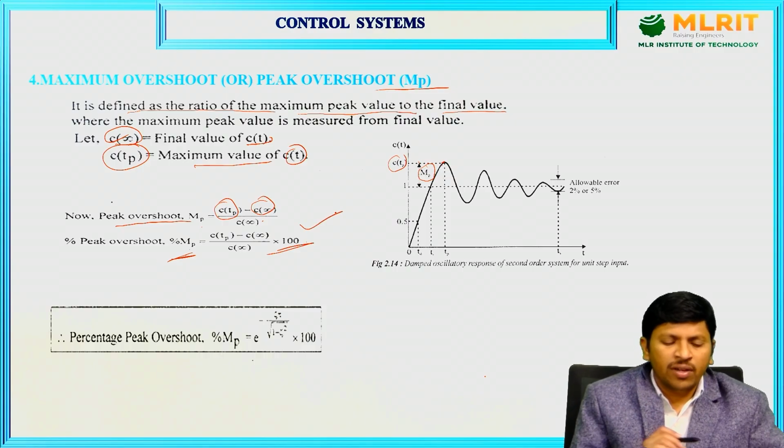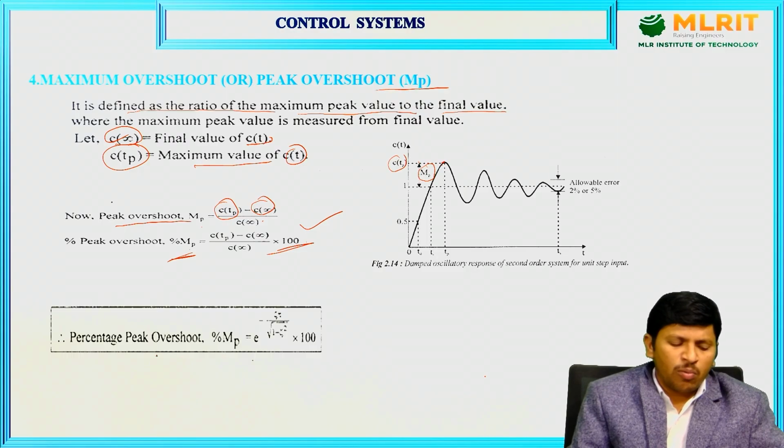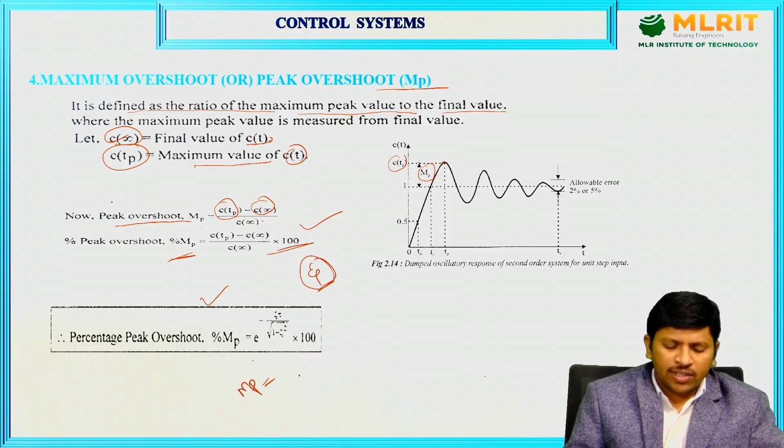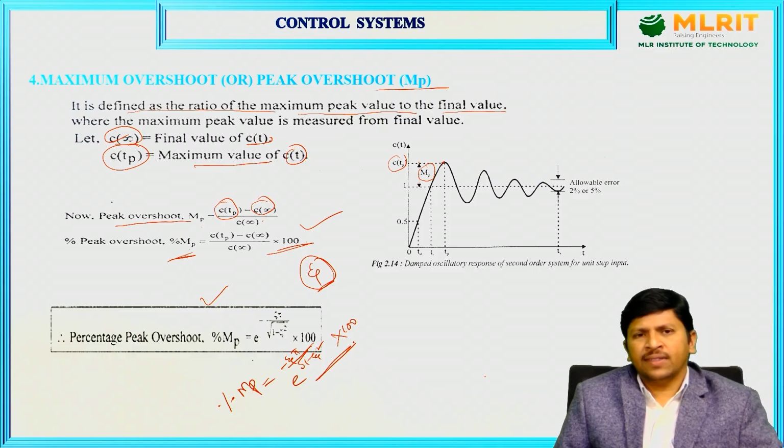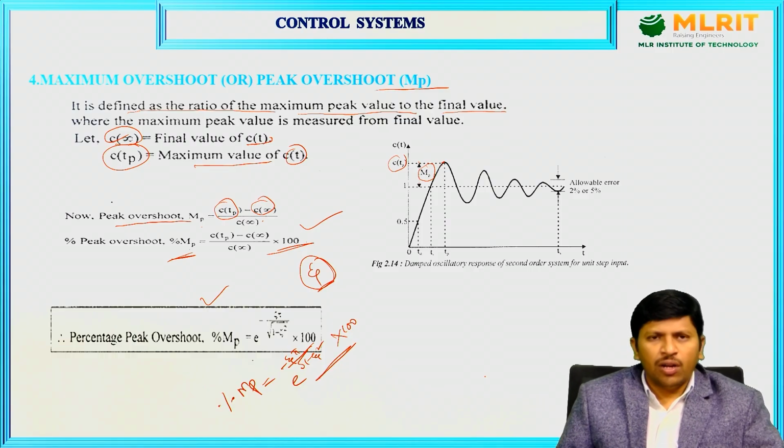This is the formula of peak overshoot or maximum peak overshoot, both are the same. And also one more formula for the maximum overshoot or peak overshoot in terms of zeta. In terms of zeta, the formula is Mp percentage equals e power of minus zeta pi divided by under root 1 minus zeta square, multiplied by 100 because of percentage. So this is the formula of percentage peak overshoot or maximum overshoot.